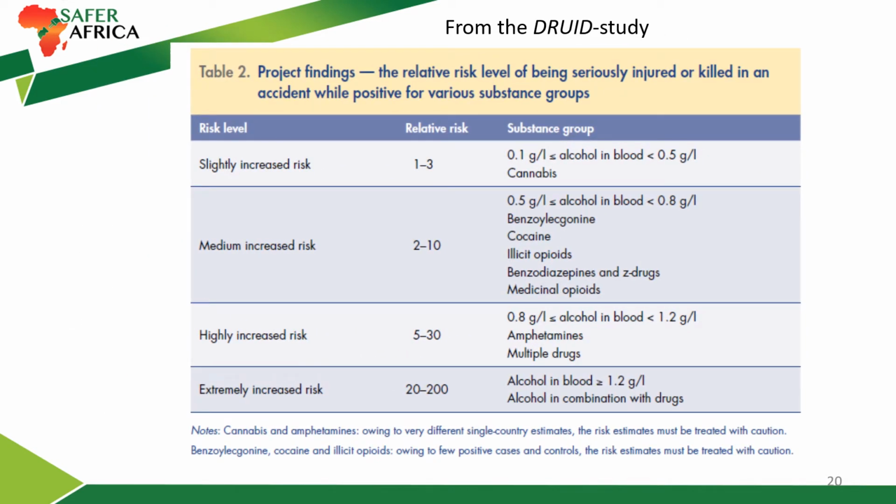In the same study, the Druid study, they tried to find an estimation of the relative risk of driving under influence of alcohol and some of the illicit drugs. And here you see in the table these different relative risk levels. You see that already a small amount of alcohol in the blood gives an elevated risk of a slight incidence. Also, cannabis is already a slight increased risk. Cocaine and benzodiazepines and medical opioids are far more dangerous.